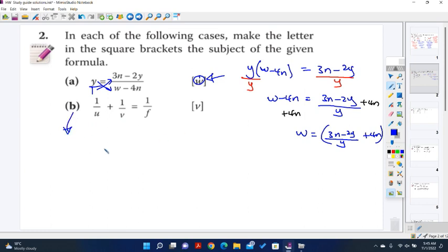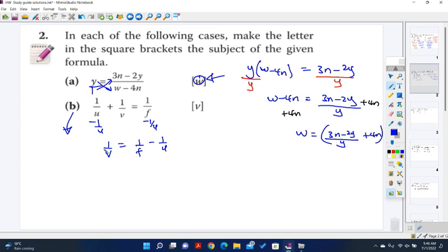Alright, part B, they want me to make v the subject. So I have 1 out of u plus 1 out of v equals 1 out of f. Now if I want to make v the subject, whatever has v has to stay on one side, and whatever doesn't have v, so this 1 out of u, has to go. I'll subtract 1 out of u from both sides. And I'll end up with 1 out of v equals 1 out of f minus 1 out of u.